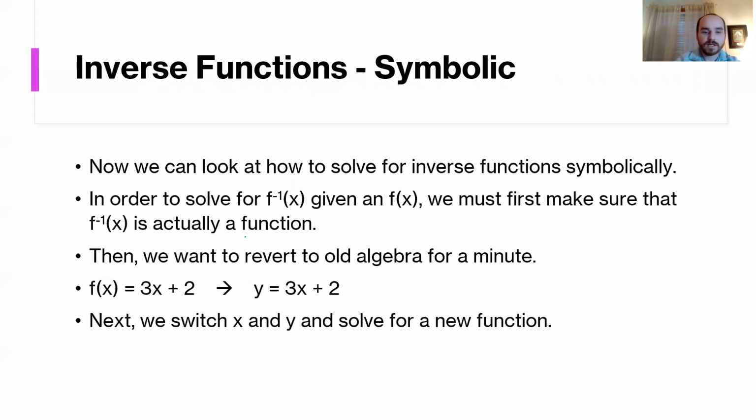And the reason for that is, what we're going to do next is switch x and y. So basically take y, plug it in wherever you see x, and take x and plug it in the one spot you're going to see y. So that'll go to this, and then we solve it for a new function. So in this case, we already know right away that the inverse of this function is going to be x minus 2 divided by 3, right?